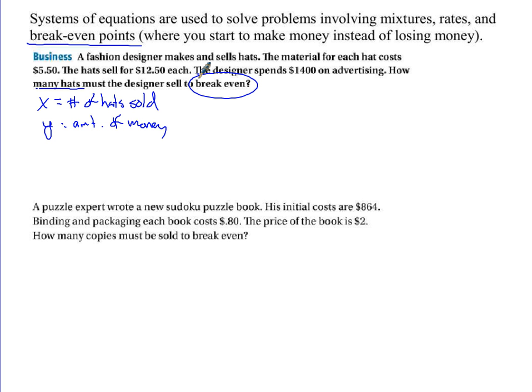Okay? So I need to make a cost equation. What cost me money here? The material costs me $5.50. I'll put that one in red because cost usually is like red. So the material cost me $5.50. What else cost me money? The advertising cost me money. $1,400 in advertising. That costs money, okay? So I need to write a cost equation.